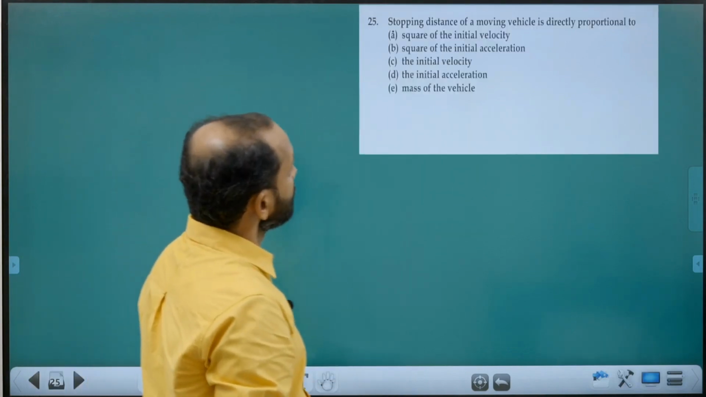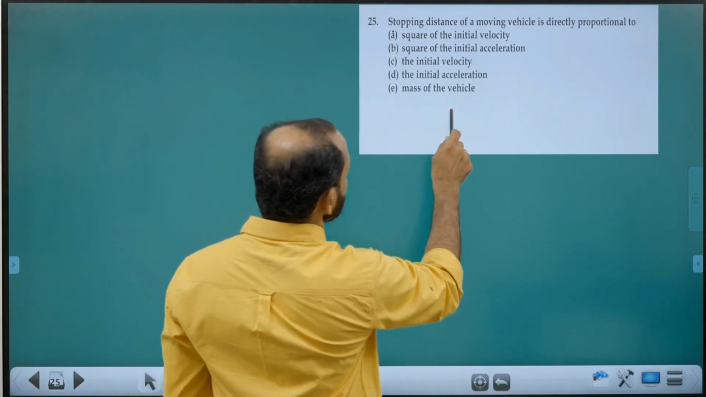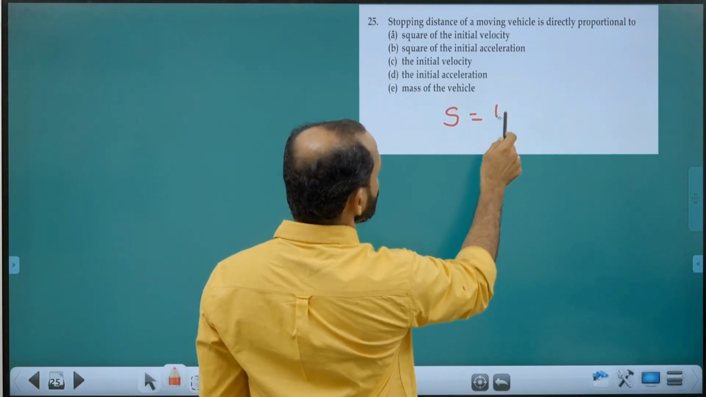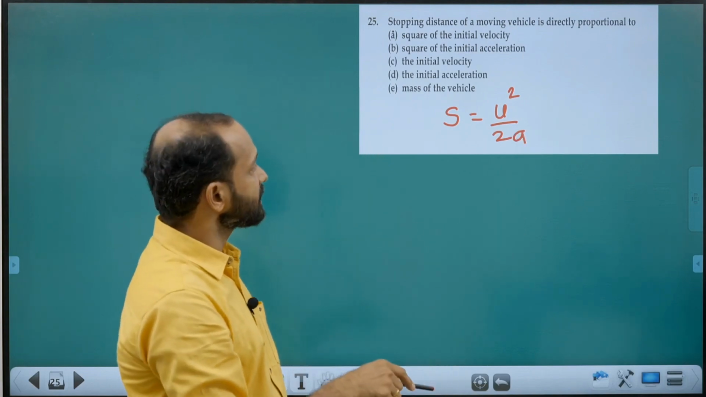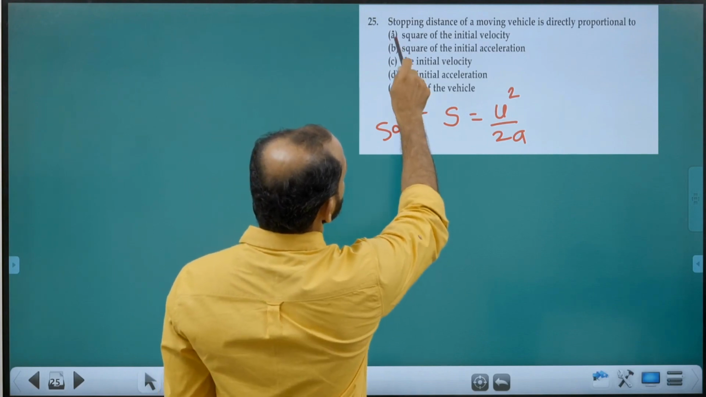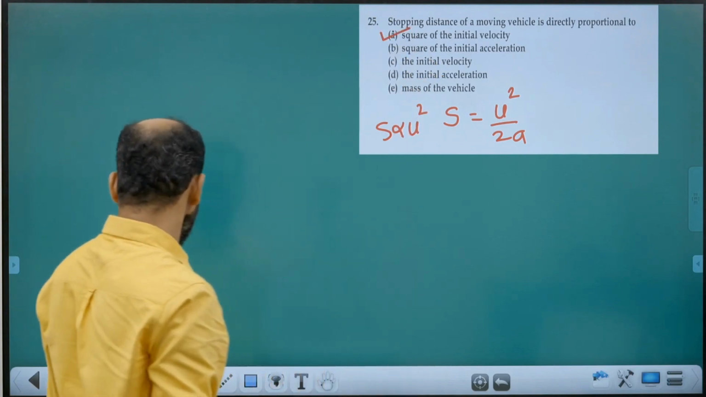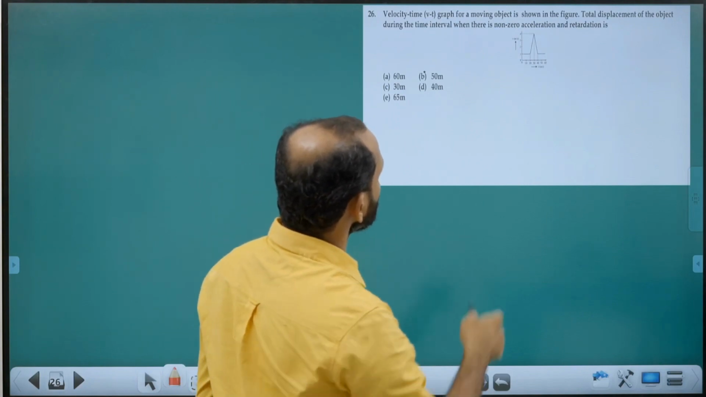25th one. Stopping distance is directly proportional to what? It's a very direct question, but very important. For stopping distance, we know the formula u square divided by 2a, where a is the retardation. Stopping distance is directly proportional to the square of the speed, the square of the initial velocity. So, 26th one.